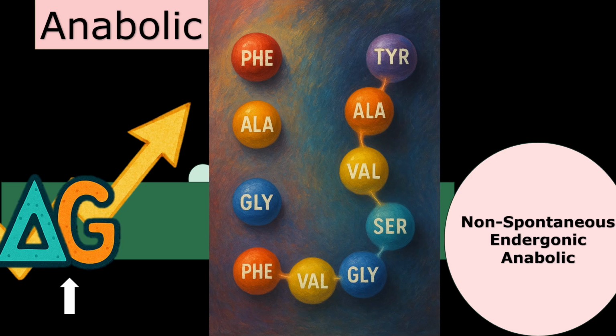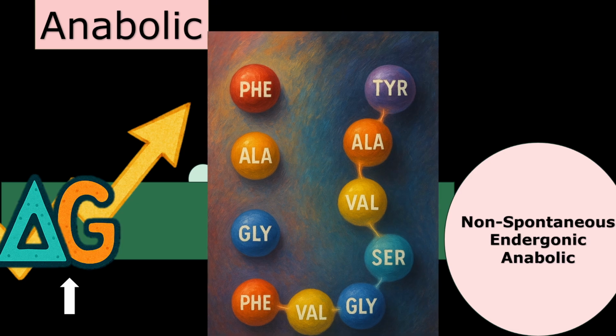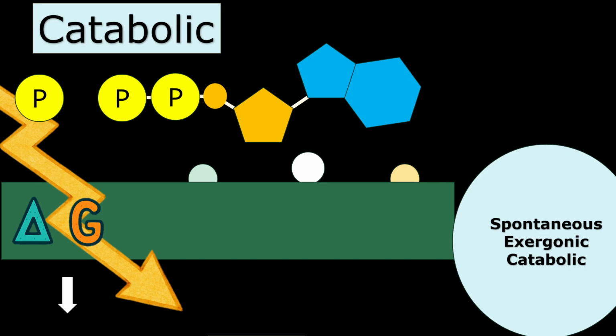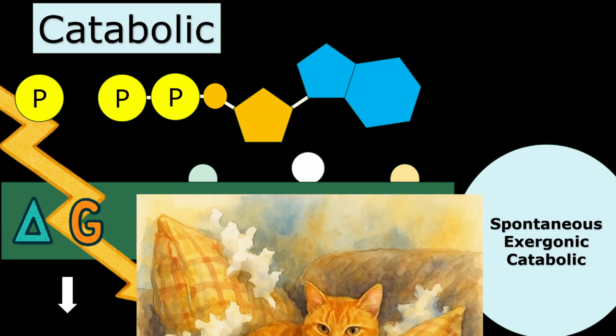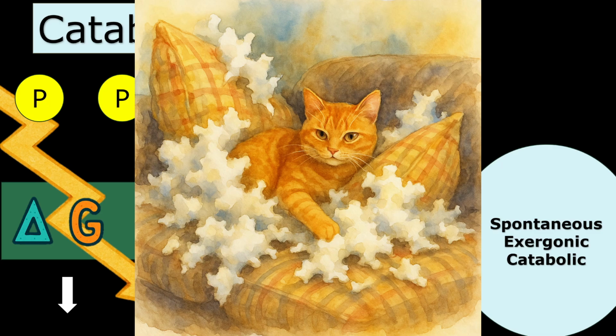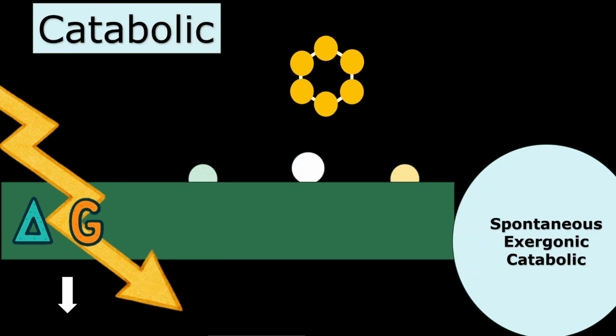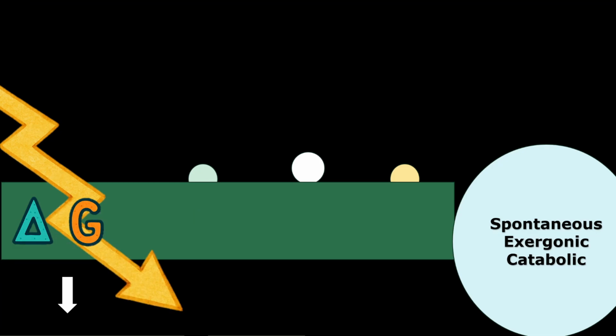For example, amino acids link into proteins, fatty acids and glycerol join into triglycerides, CO2 molecules combine into glucose in photosynthesis, and ADP and phosphate unite to form ATP. Reactions that break molecules apart are called catabolic, like a cat that shreds your furniture. They cleave bonds, releasing energy, and so are exergonic. A classic example is the stepwise breakdown of glucose during cellular respiration.